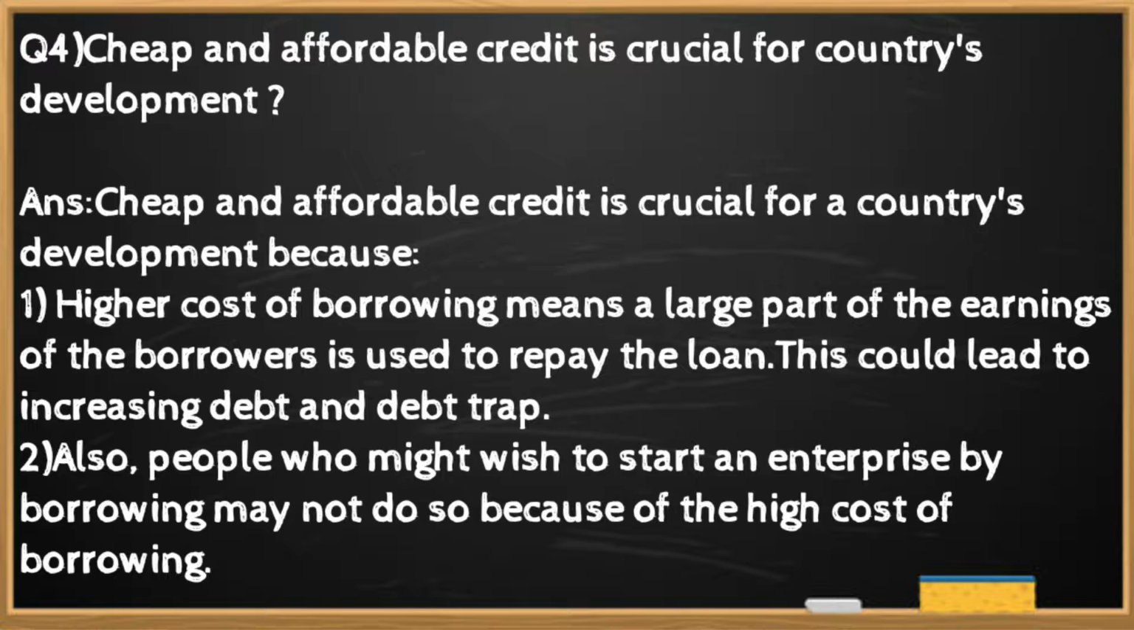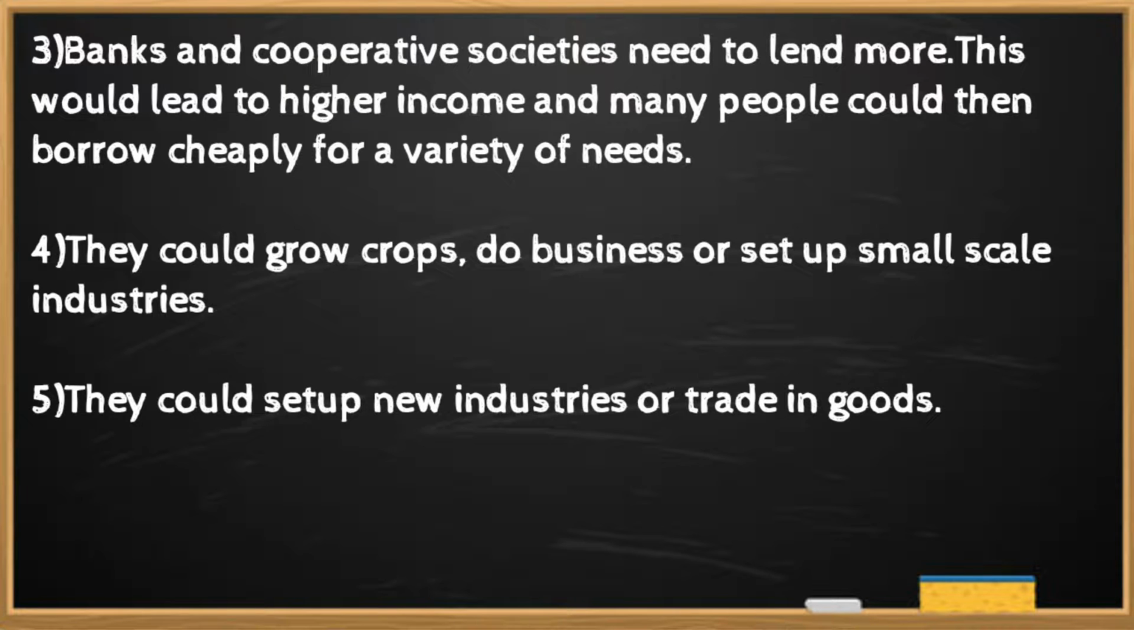Also, people who might wish to start an enterprise by borrowing may not do so because of the high cost of borrowing. Banks and cooperative societies need to lend more. This would lead to higher income, and many people could then borrow cheaply for a variety of needs. They could grow crops, do business, or set up small scale industries. They could set up new industries or trade in goods.